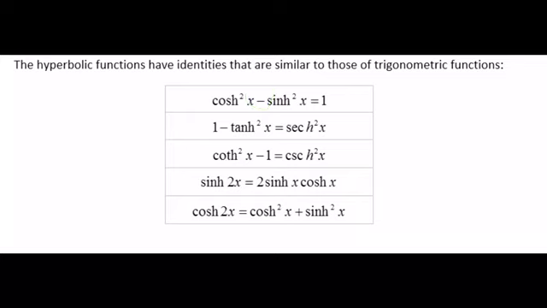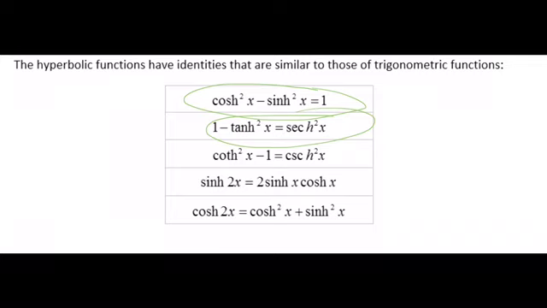The next two identities are derived from the first one. The second one, 1 minus hyperbolic tangent squared of x is equal to hyperbolic secant squared of x, is derived from the first one. The first identity, hyperbolic cosine squared of x minus hyperbolic sine squared of x is equal to 1, will just be divided by hyperbolic cosine squared of x to derive the second identity. The third identity is derived by dividing the first identity by hyperbolic sine squared x.